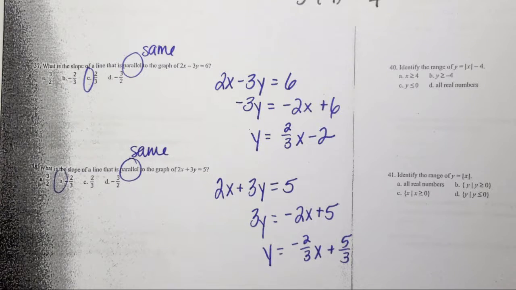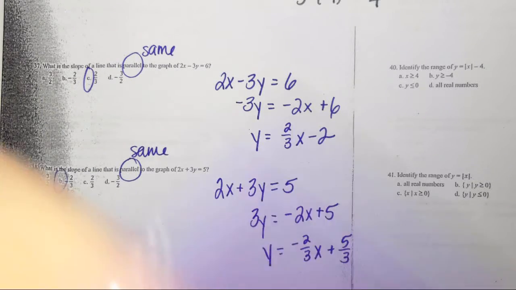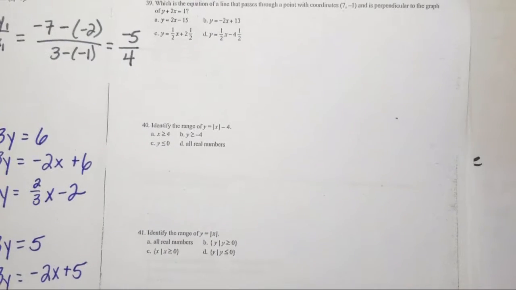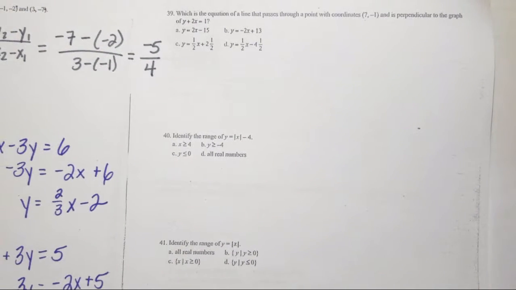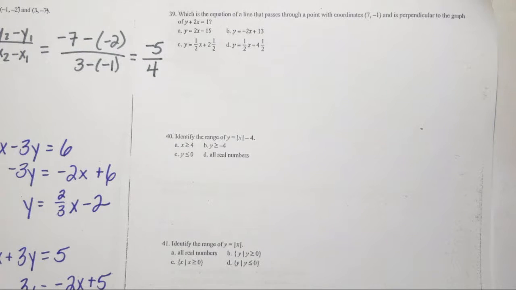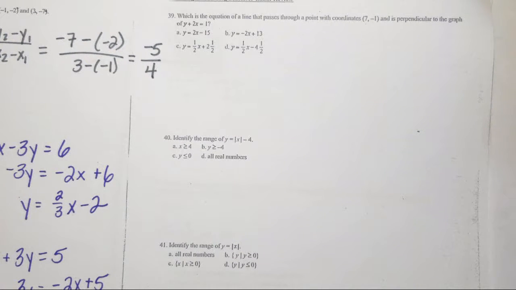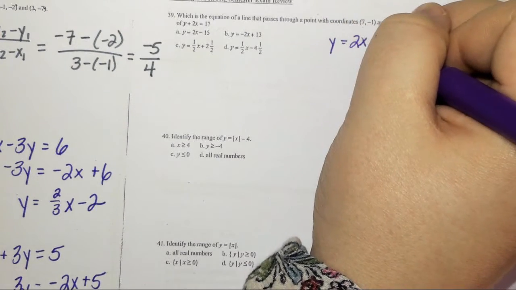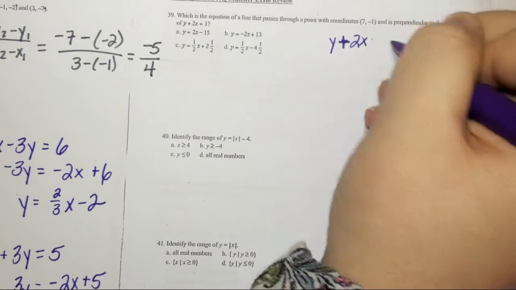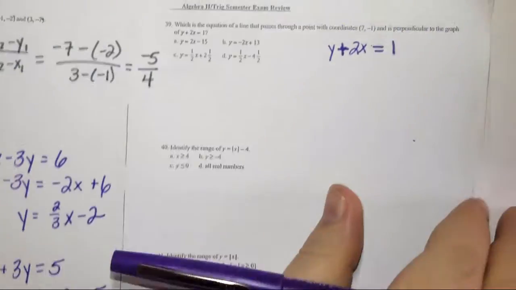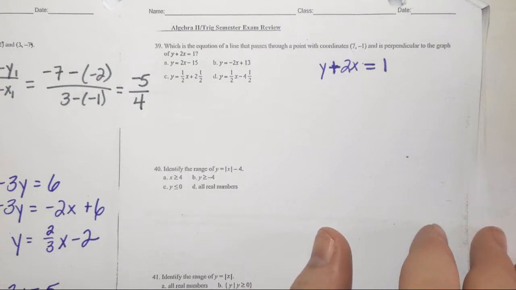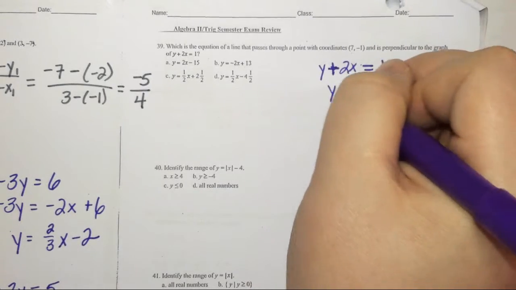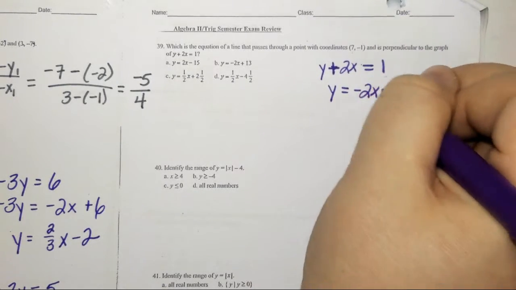39, or whatever the next one is, 39. Which of the following is the equation of a line that passes through a point with coordinates 7, -1 and is perpendicular to the graph of y equals 2x plus 1? Y plus 2x equals 1. It's something to read today. It said this, y plus 2x equals 1. So that line is y equals negative 2x plus 1.